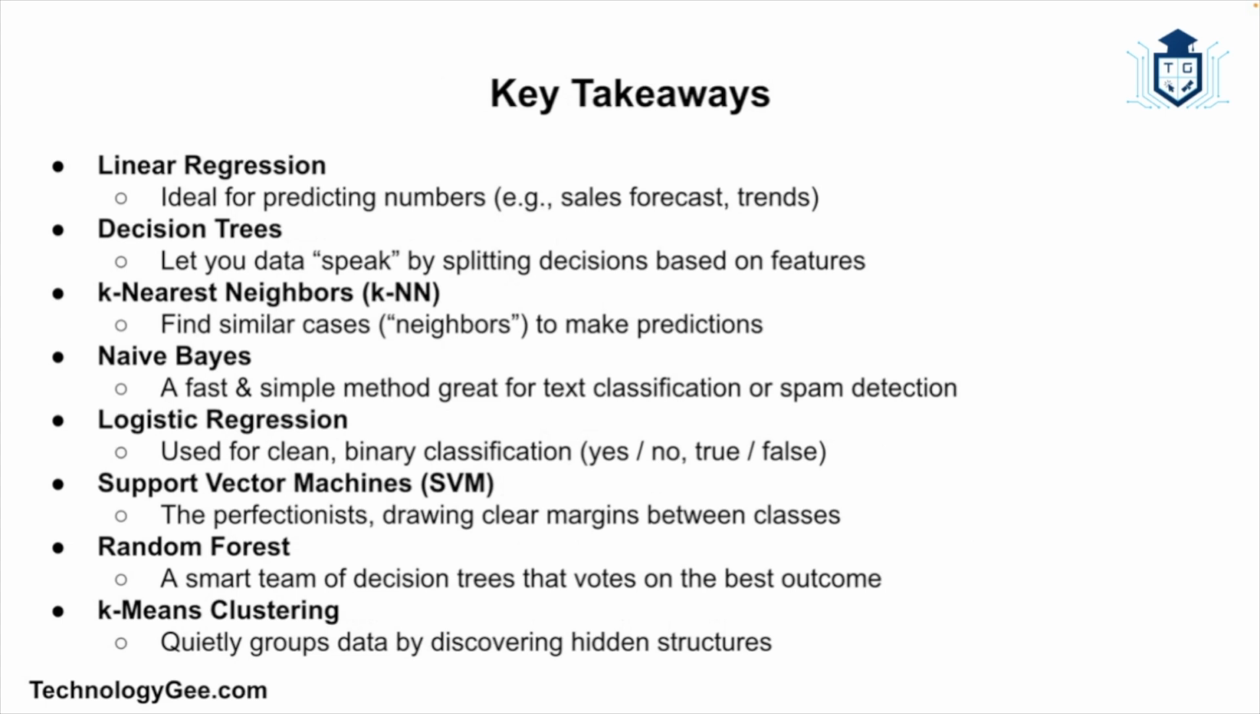Now, to wrap all this up, at the end of the day, machine learning algorithms aren't mystical codes written in some secret AI language. They're just tools designed to help us find patterns, make predictions, and automate tasks in smart ways. So linear regression, this is your go-to for predicting numbers. Decision trees, this lets your data, quote unquote, speak for itself. K-nearest neighbors, this finds friendly neighbors. Naive Bayes, this keeps things quick and simple. Logistic regression, this gives you clean classification. SVMs, these are for perfectionists. Random forest, this is for the wise crowd. And k-means is the quiet type that discovers hidden patterns.